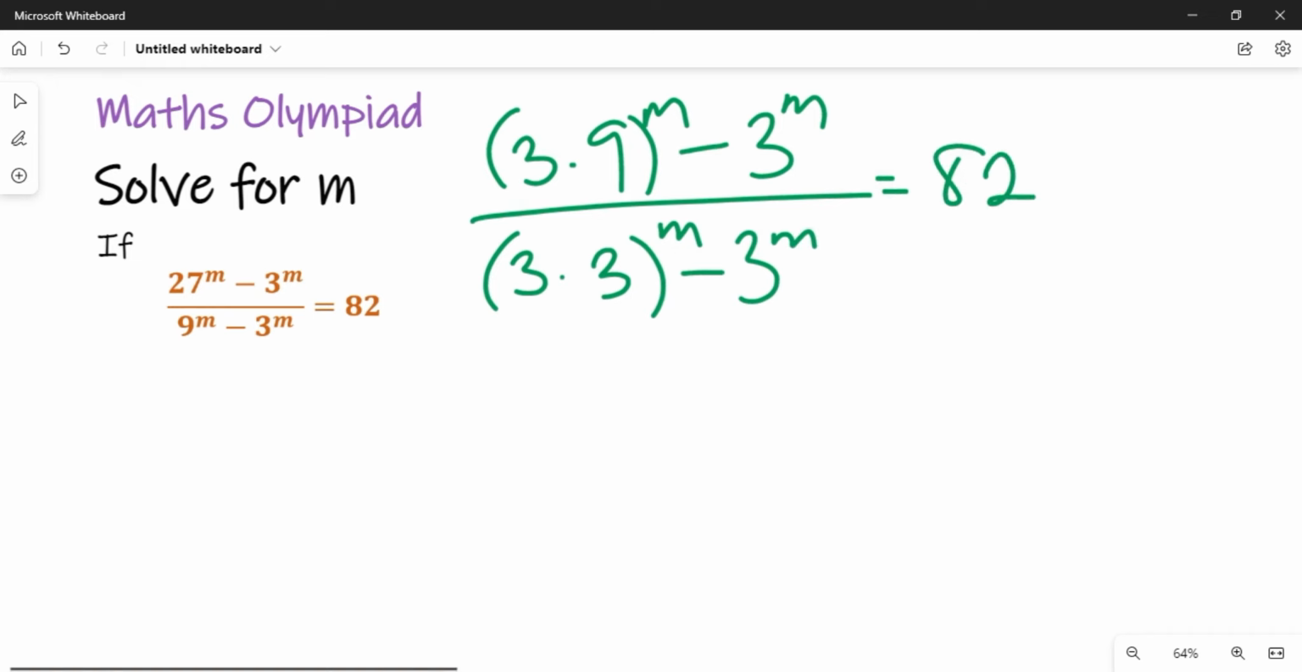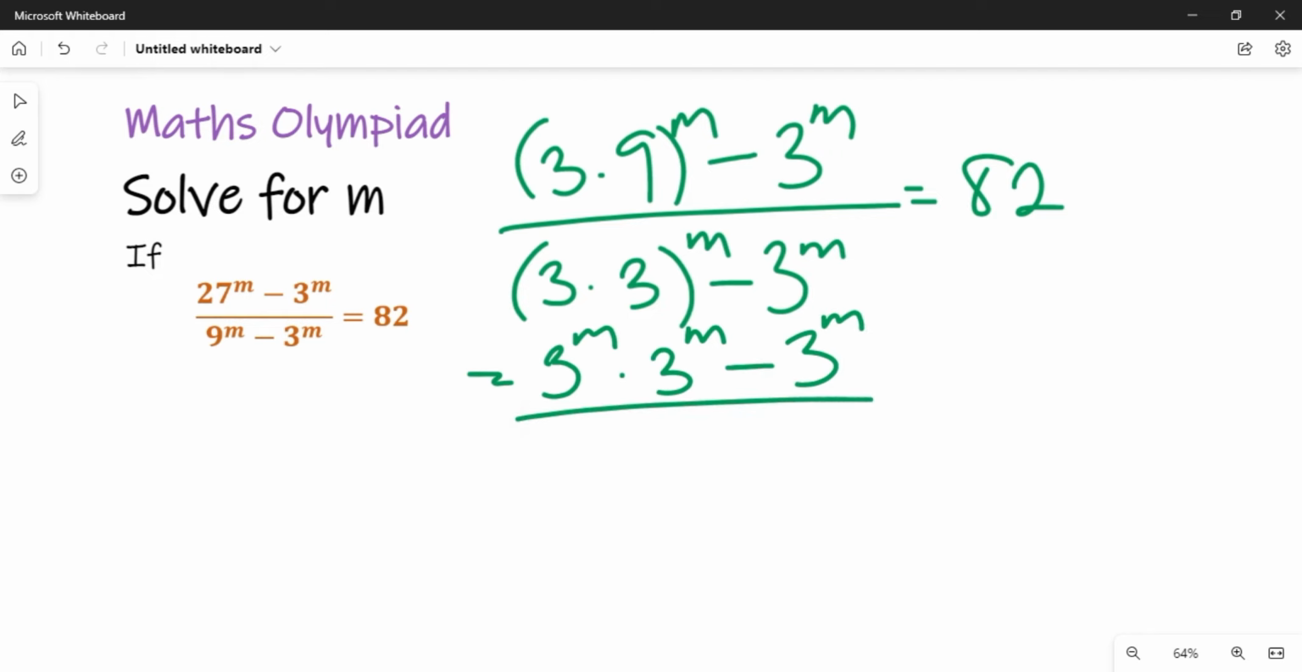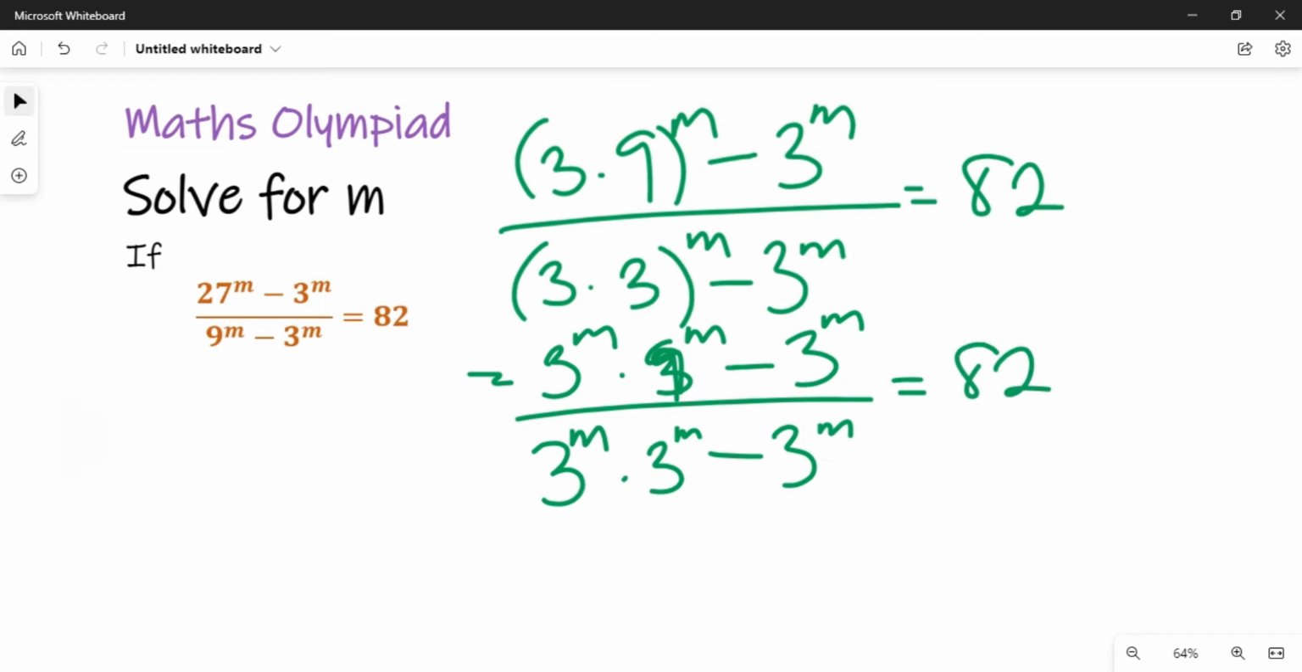So if we expand that, we are going to have 3 raised to power m multiplied by 3 raised to power m minus 3 raised to power m all over multiplied by 9 raised to power m minus 3 raised to power m all over 3 raised to power m multiplied by 3 raised to power m minus 3 raised to power m, and that will be equal to 82. We will simplify this further.